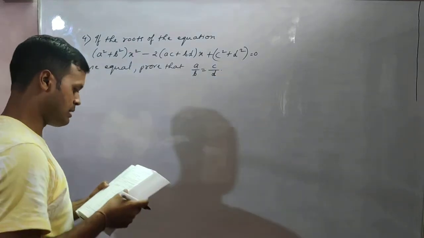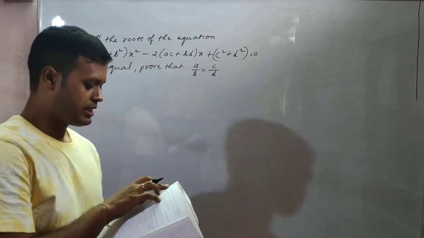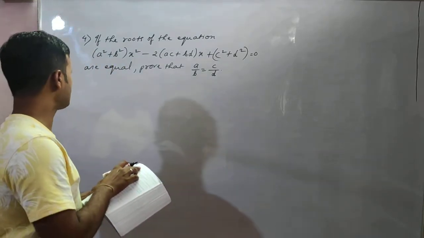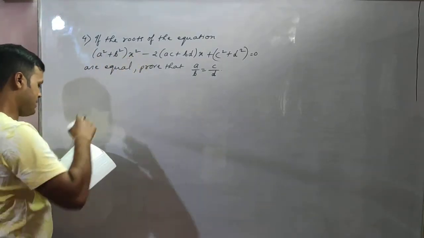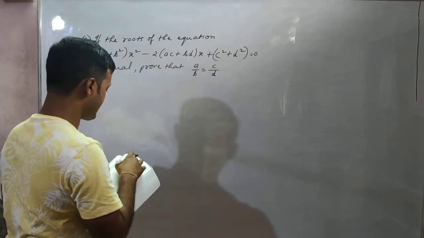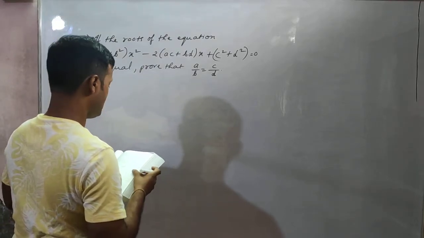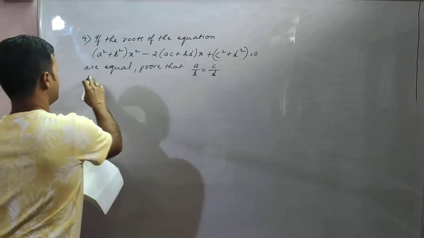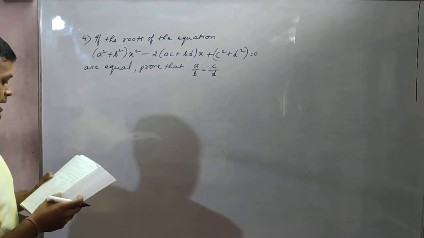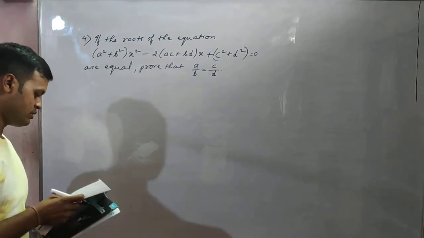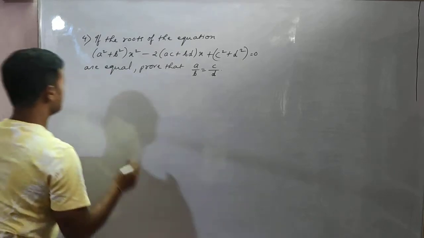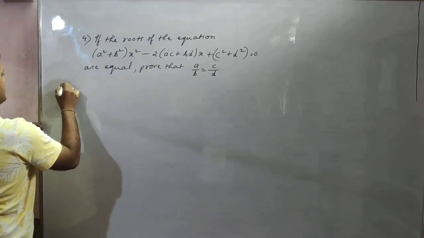Okay, so we have to prove that if the roots of the equation a square plus b square into x square minus 2 into ac plus bd x plus c square plus d square is equal to 0 are equal, then we have to prove that a by b is equal to c by d. Okay, so let us see this sum. Let us see the proof.